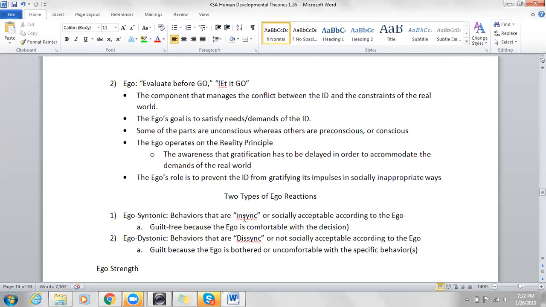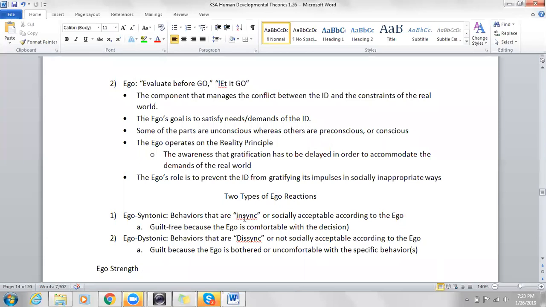The other level is ego. And a way to remember this is evaluate before go, or let it go. And this is the component that manages the conflict between id and the constraints of the real world. Meaning, the ego's goal is to satisfy the needs and demands of the id, or the impulsive decisions. And some of the parts are unconscious, whereas others are preconscious or conscious. The ego operates on the reality principle, or basically the awareness that gratification has to be delayed in order to accommodate the demands of the real world.